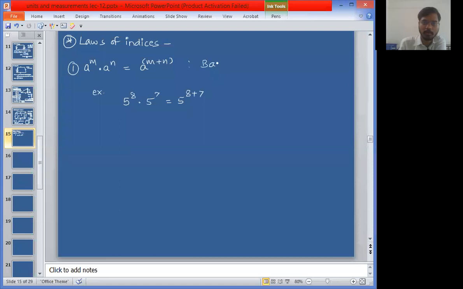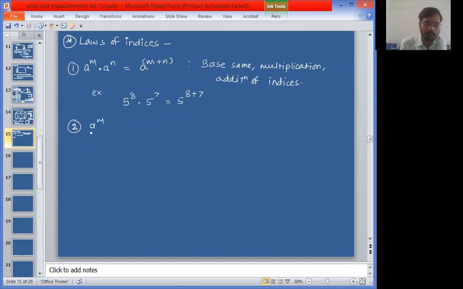So how are you going to remember it? Base same, multiplication, addition of indices. Base same and there is multiplication, you can do the addition of indices. 5 raised to 8 into 5 raised to 7 is equal to 5 raised to 8 plus 7. You have to write all these things along with me.